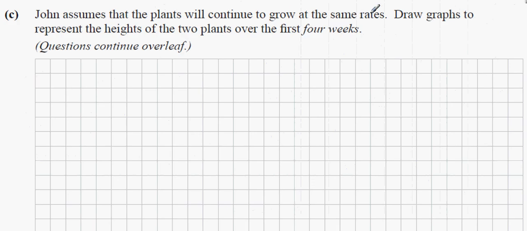John assumes that the plants will continue to grow at the same rate. Draw a graph that represents the heights of 2 plants over the first 4 weeks. Now remember guys, it's 4 weeks, so best to break it up. 4 weeks is, let's say, 28 days, so what we'll do is, we'll do the growth every 4 days.